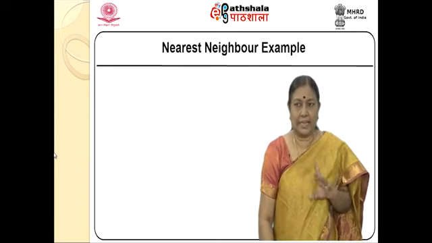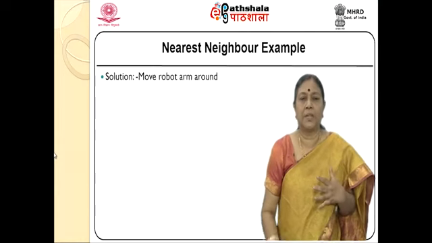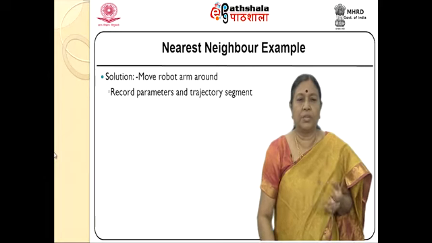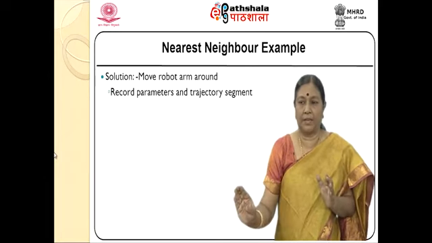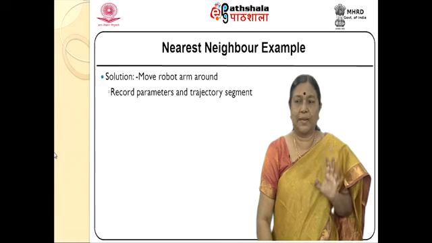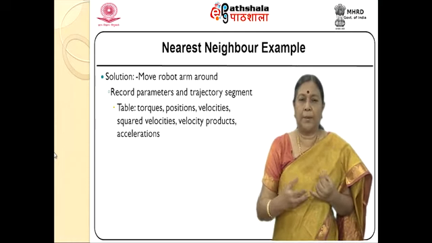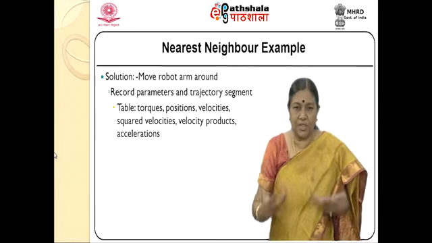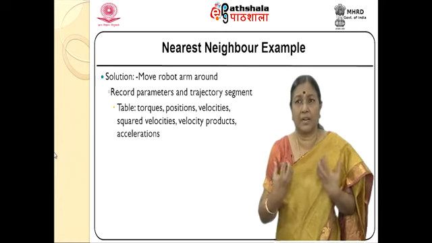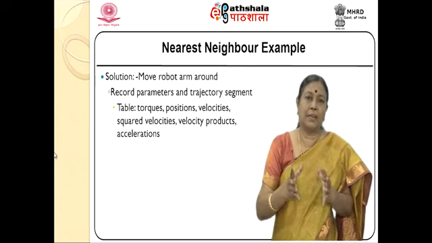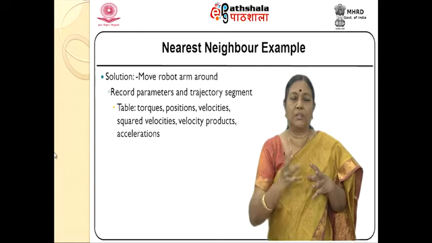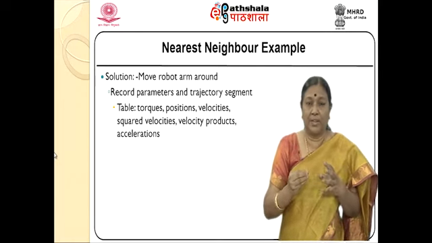Okay. Now, let us take an example for the nearest neighbor. So, suppose I want to move the arm of a robot, that is the solution I want. So, you record the parameters and the trajectory segment. You record all the parameters of the robot arm and the trajectory segment. So, that is your labeled instance. And then the table could contain torques, positions, velocities, squared velocities, velocity products, and accelerations. So, as a machine learning person, one of the design parameters is what attributes you are going to have for every instance of the data point. So, that is very important.